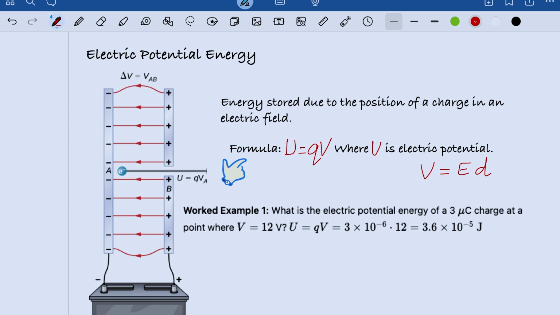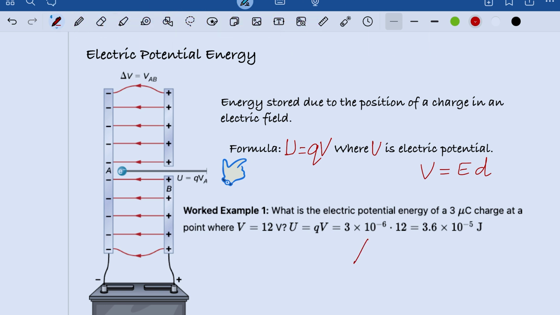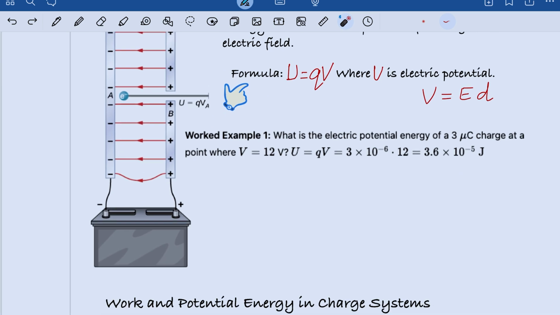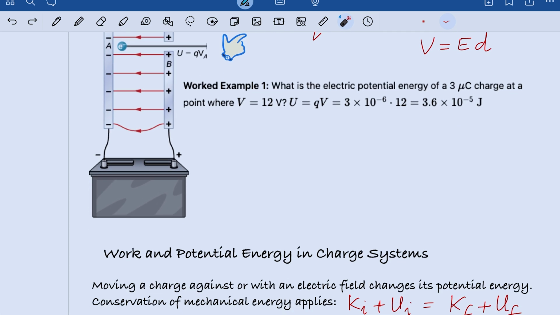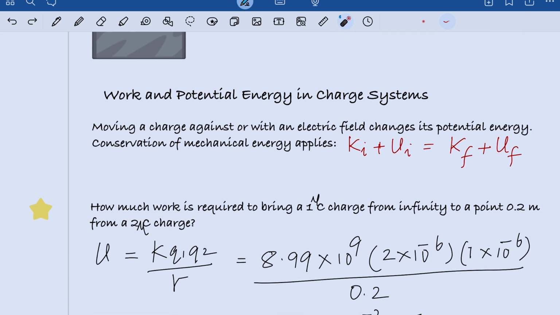So here's an example. What is the electrical potential energy of a 3 microcoulomb charge at a point where the potential is 12 volts? All right, you're given the charge, 3 microcoulomb here, and the potential, 12 volts, so you get the answer in joules. So that's electrical potential energy. But we also need to consider the total energy.